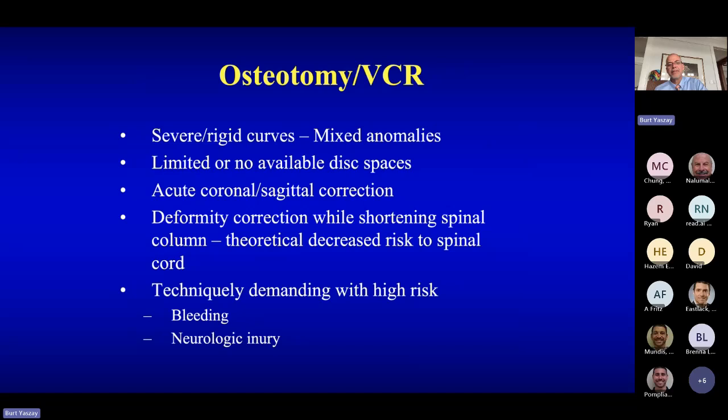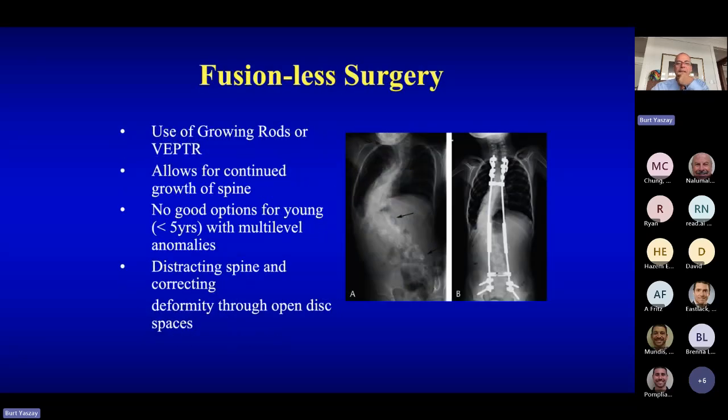Finally, the VCR for the severe rigid curves, the mixed anomalies, patients that are older. These are technically demanding procedures, and in this population, not something ideally that we're looking forward to, mostly because of the significant risk to the spinal cord. And then finally, just fusionless surgery, use of growing rods or vectors.